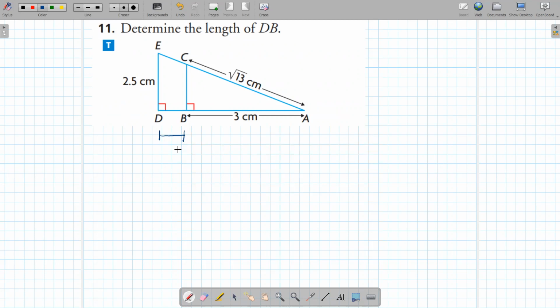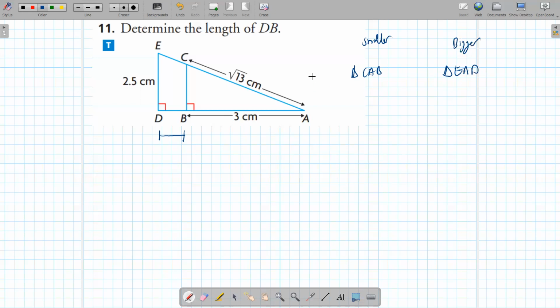Well, the first step is you have to notice that there's two different triangles in there. Do you see them? What are the names of the two triangles in there? CAB and EAD. Yeah, CAB and EAD. So this is a smaller one and this is the bigger one, okay?